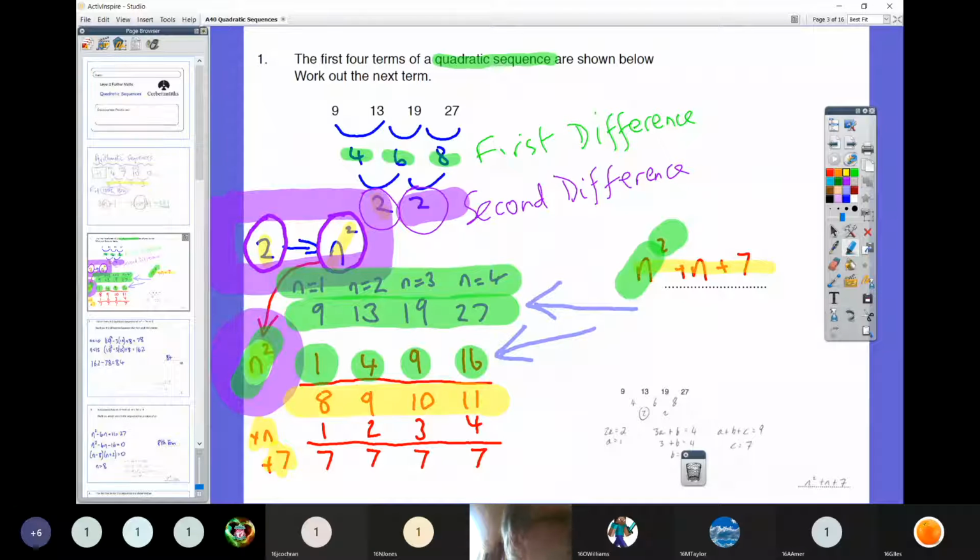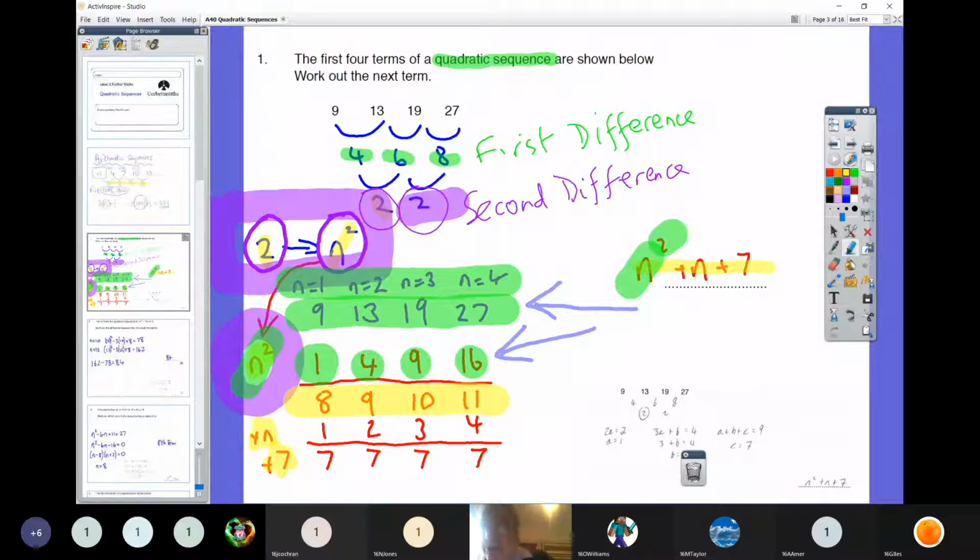So just make sure you're clear where the 8, 9, 10 and 11 has come from. When I just have n squared, I've got 1, 4, 9, 16, but I need to get to 9, 13, 19, 27. So I've got another 8, 9, 10 and 11 to go. So you've then got to start fiddling around with n's. Now I'm just saying to myself, right, what about if I just added on a single n? What difference am I then left with?